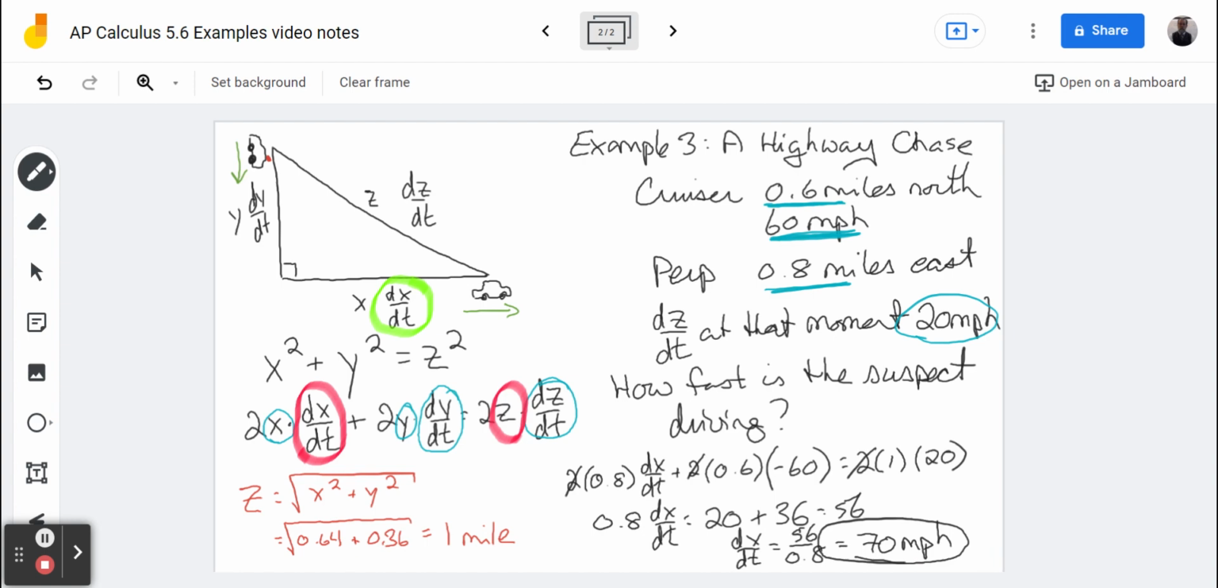Now the interpretation: at the instant that the police officer is 0.6 miles north and the perpetrator is 0.8 miles east, the perpetrator is going 70 miles per hour. Busted. He gets a speeding ticket.